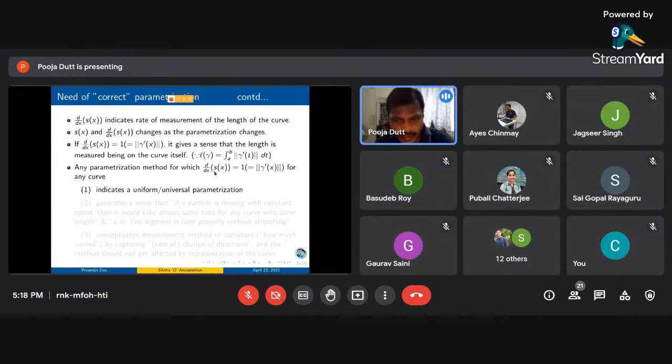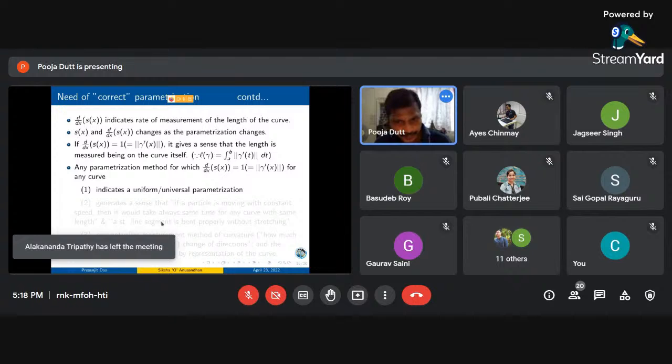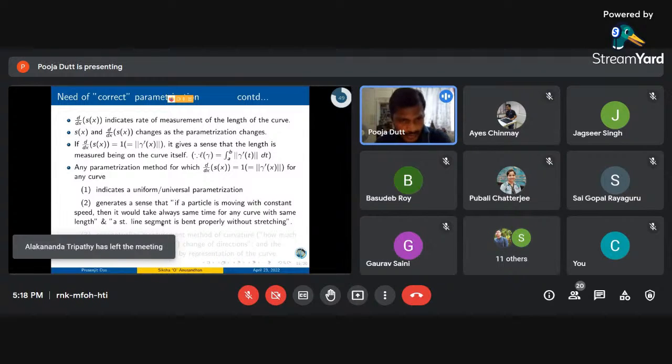It will look like x minus a constant. Then it will tell you that the process is sort of universal or uniform. So the parameterization process is uniform in some sense, which we will come to.